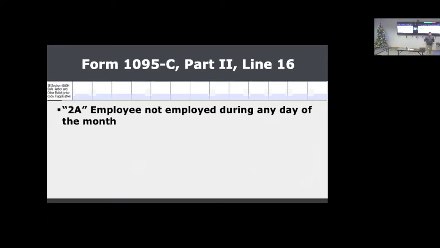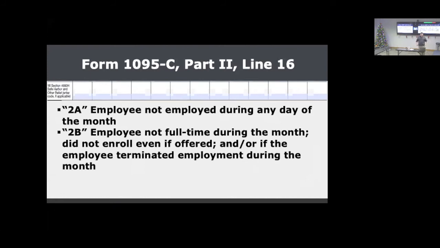Okay, so what are the codes for line 16? 2A is a code that you'll use fairly often. That teacher that doesn't start working for the school until August is 2A in line 16 and 1H in line 14, January through July, right? Because they didn't get an offer of insurance because they didn't work here. So 2A is they didn't work here. They didn't register 1 hour of service in that month for us.